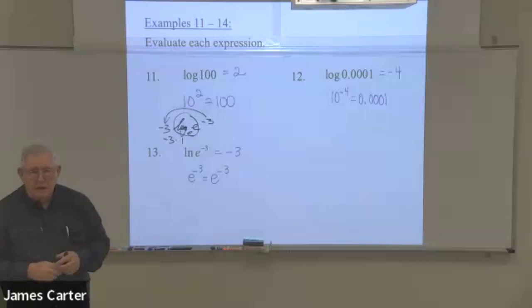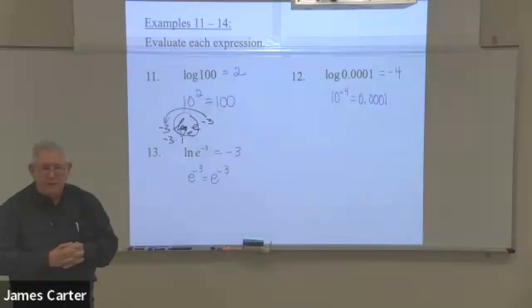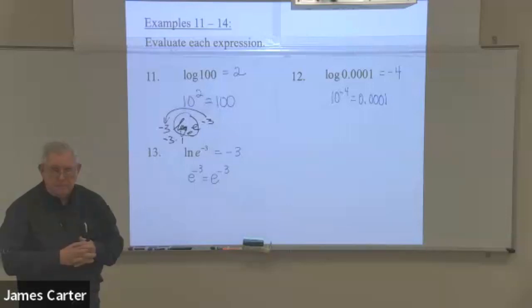Is e like a concrete number? Yes, you must have missed class the other day. It's 2.718 and keeps going forever like pi. And that is a number you need to memorize.